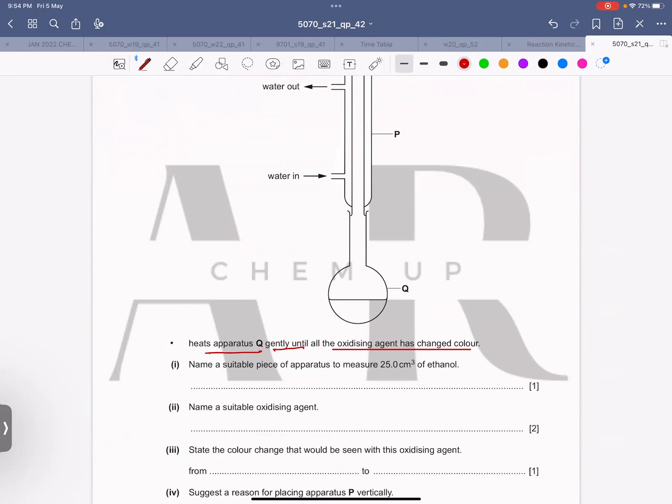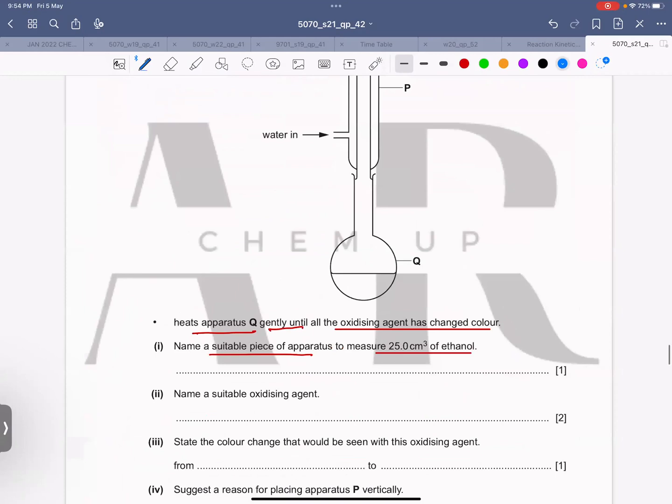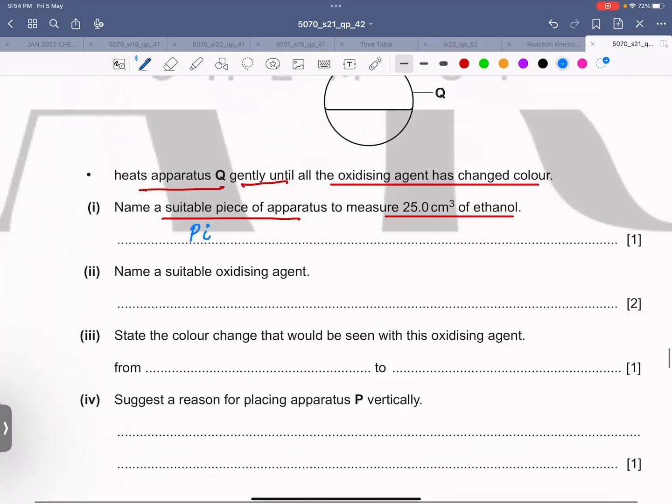Name a suitable piece of apparatus to measure 25 centimeter cube of ethanol. So pipette, it's a 25 centimeter cube. Yes, very good, Hassan. It's a pipette. Or instead of a pipette, you can use a burette as well. Name a suitable oxidizing agent.